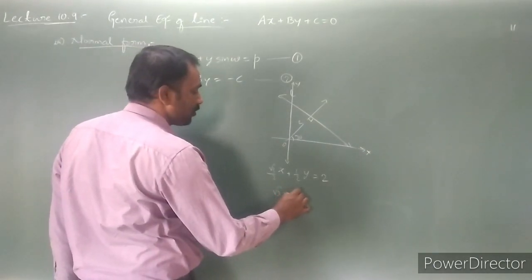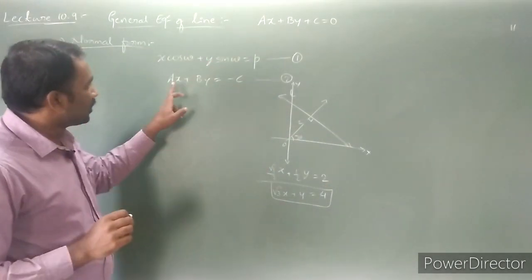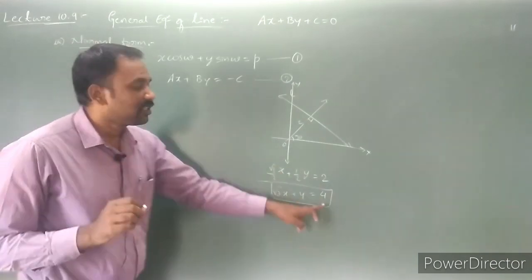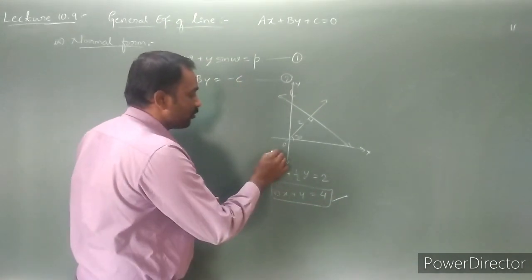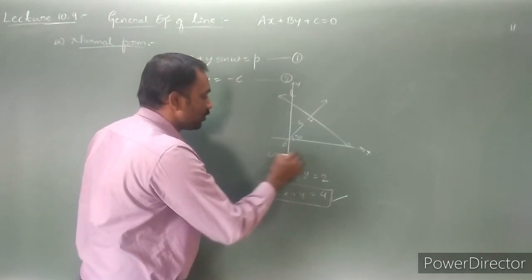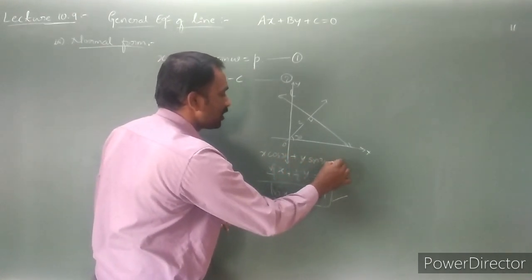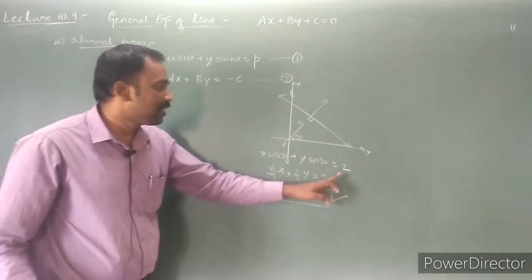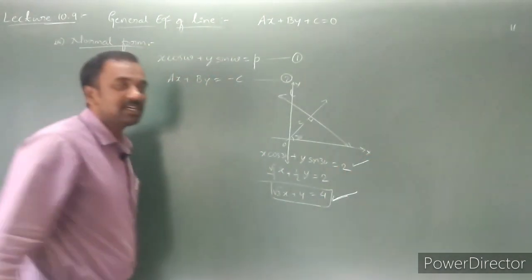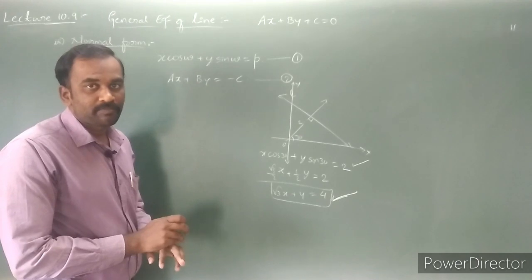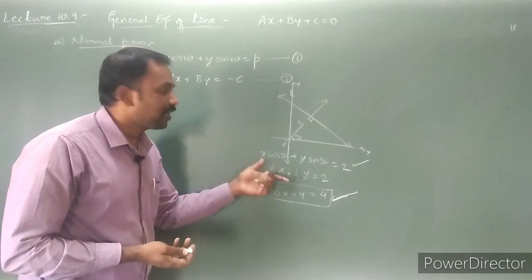So you can write root 3 into x plus y is equal to 4. This is in the general equation form, ax plus by is equal to minus c, in that same form. What is that? x cos omega plus y into sin of omega, with omega equal to 30 degrees, is equal to p, where p is the perpendicular distance from the origin, 2 units. These two equations are the same but in a different manner. I think you got my point. This is in the normal form, this is in the general form. Simplifying, you get the same result.